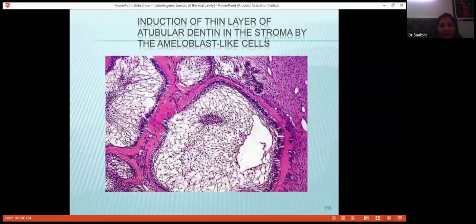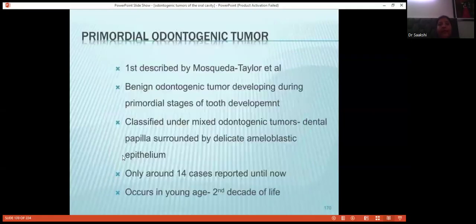Now, as you can see, there is induction of a thin layer of atubular dentine in this stroma by the ameloblast-like cells. Look, these are your ameloblast-like cells, which are inducing the thin atubular dentine in the stroma. Now, this is a primordial odontogenic tumor.